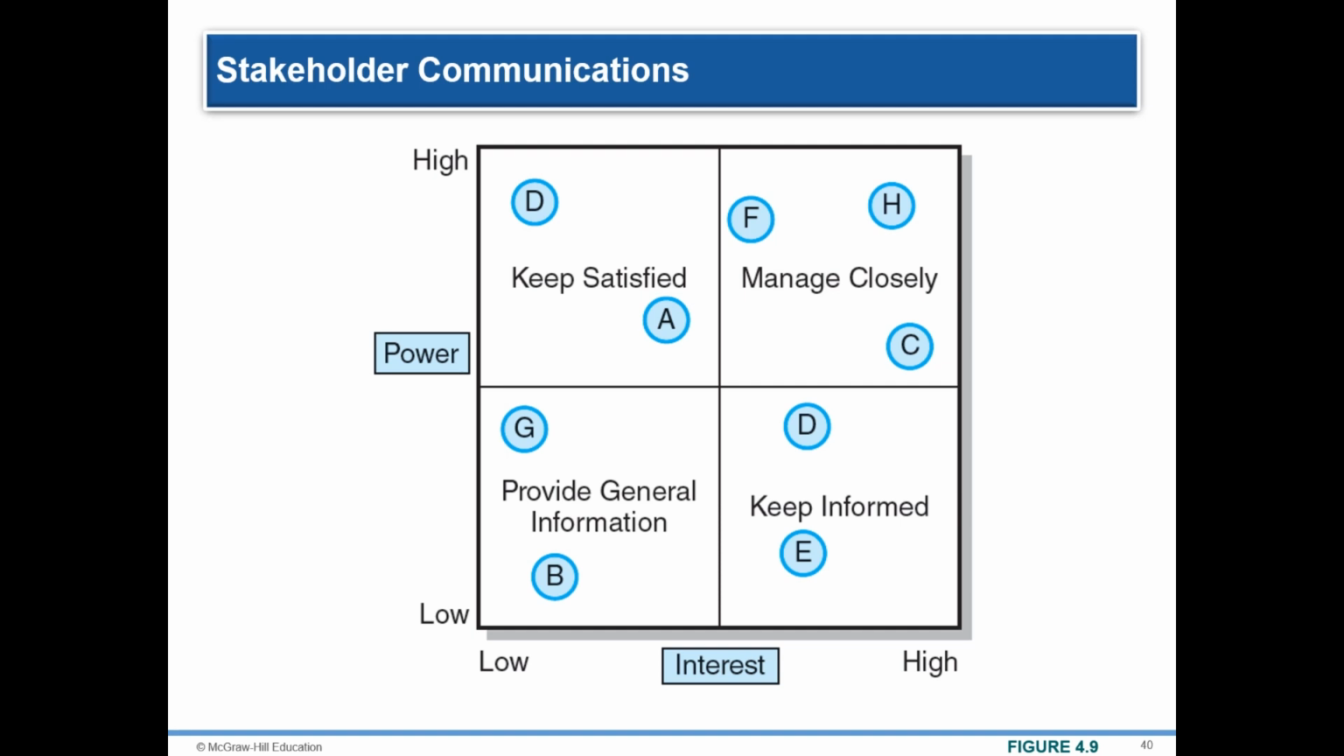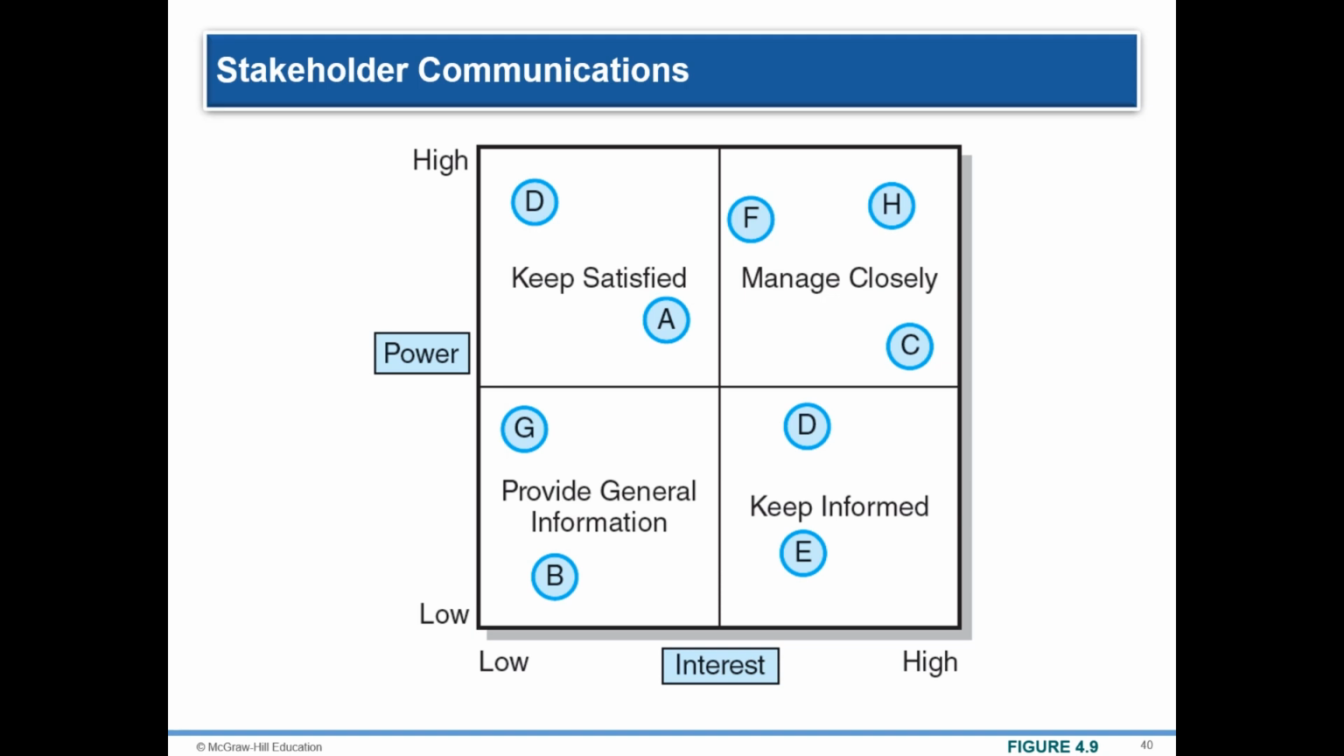And another one is high power and high interest. These tend to be the managers, and they are F, H, C stakeholders. The appropriate strategy could be, because they are the most critical stakeholders, so they have high power as well as high interest in that project, they need to be managed closely with regular and detailed communication to ensure their needs and expectations are met and they remain supportive of the project.